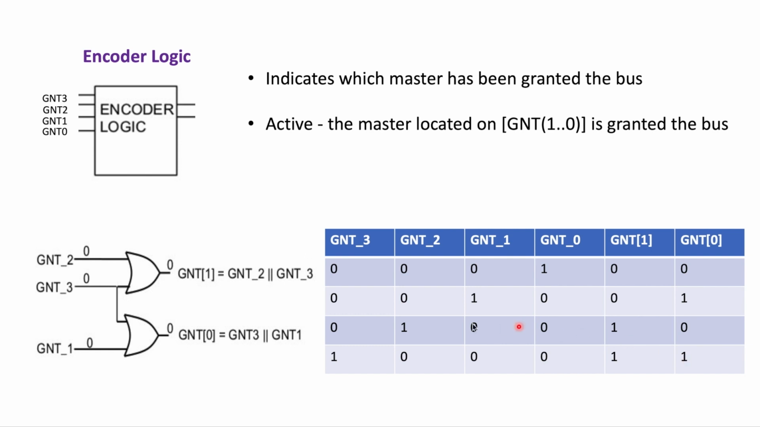The circuit diagram can also be drawn with this truth table. We can see that encoded grant 1 is a combination of grant 2 and grant 3. That means when you add grant 3 and grant 2, you get the encoded grant signals. So we have 0 0 0 0, 0 1 1 0, and the output being 0 0 1 1. That means the encoded grant 1 is equal to the input grant 2 or grant 3. Similarly, encoded grant 0 is equal to grant 3 or grant 1, and the circuit can be drawn as follows.